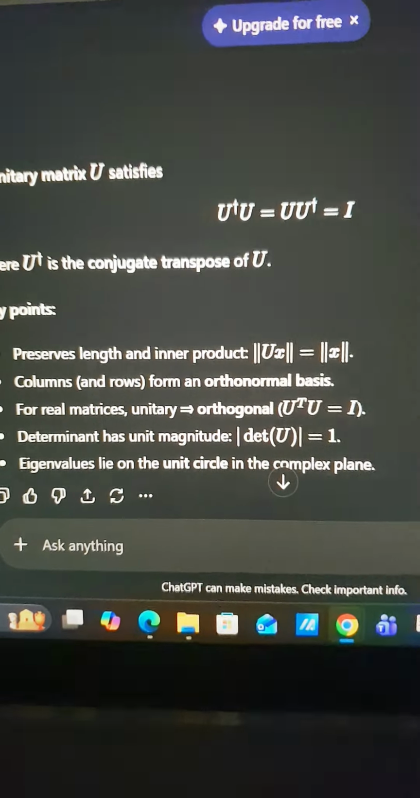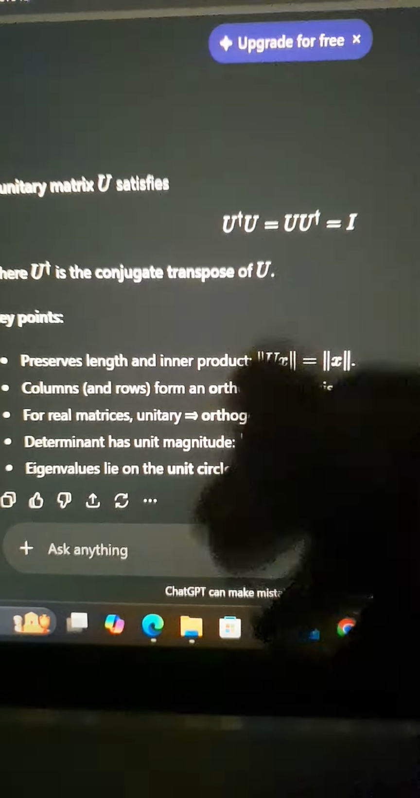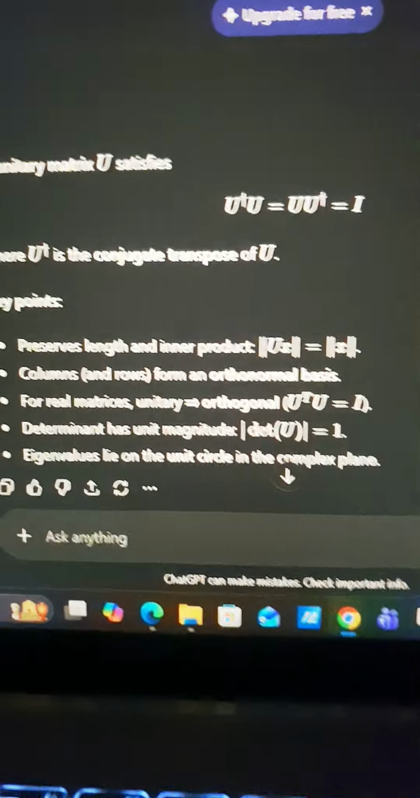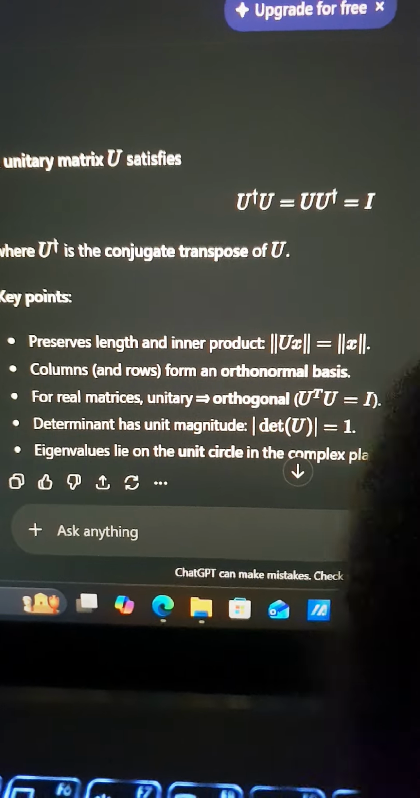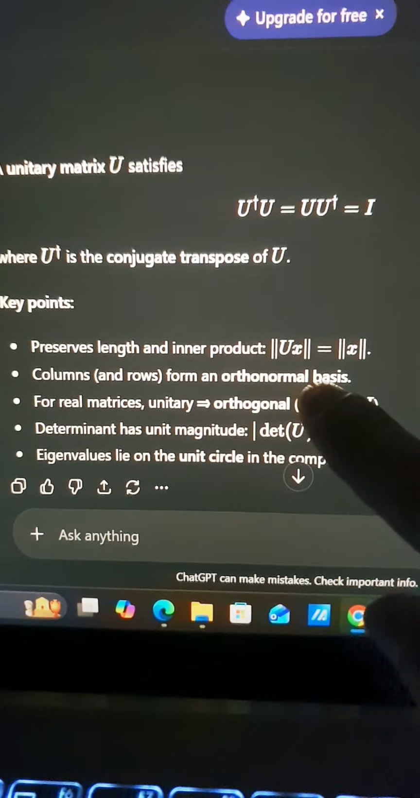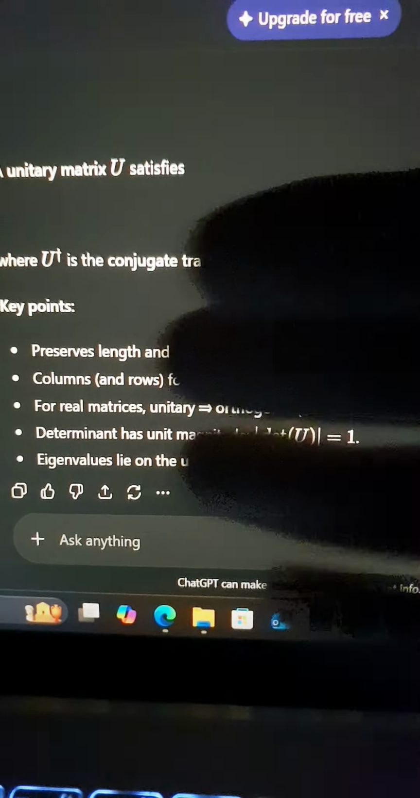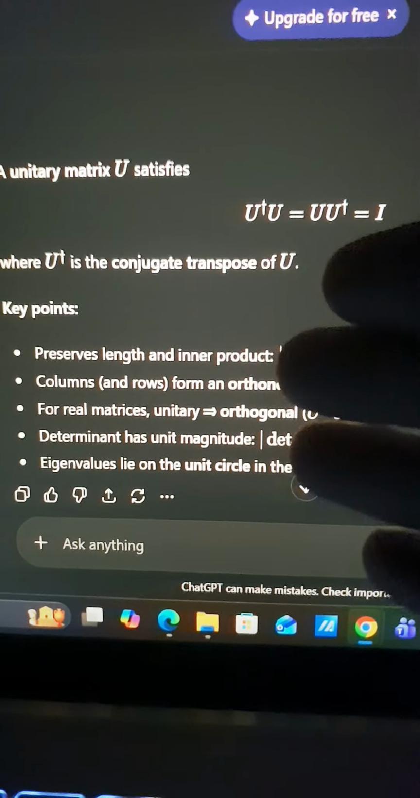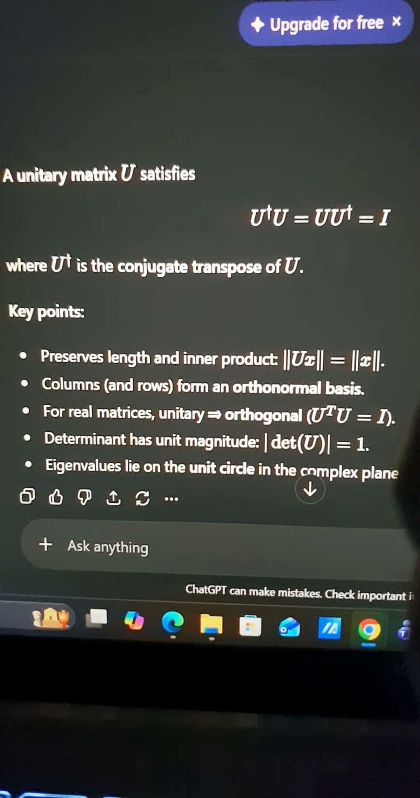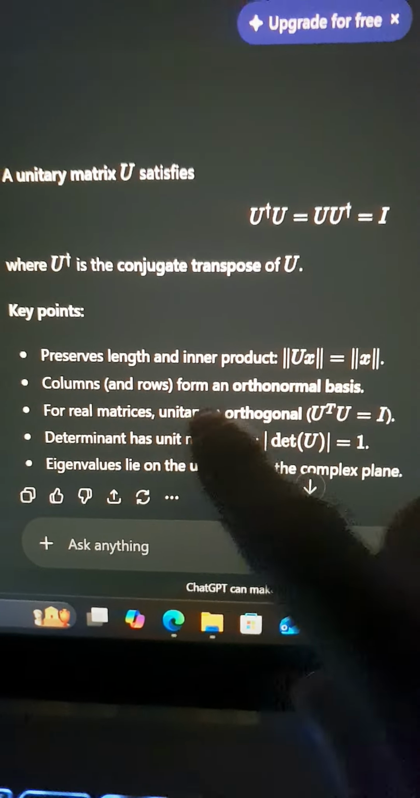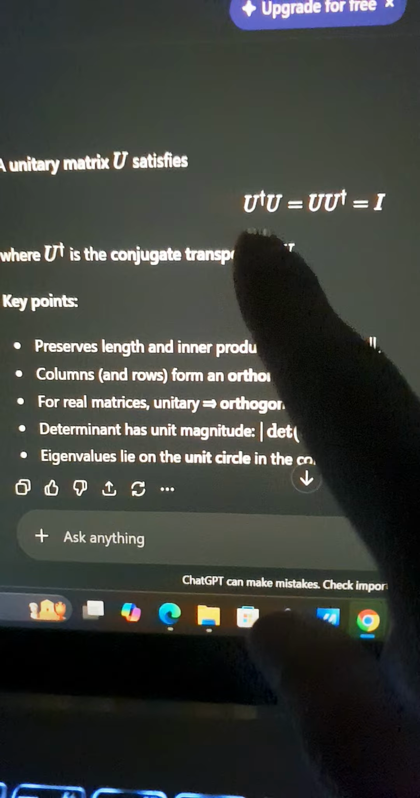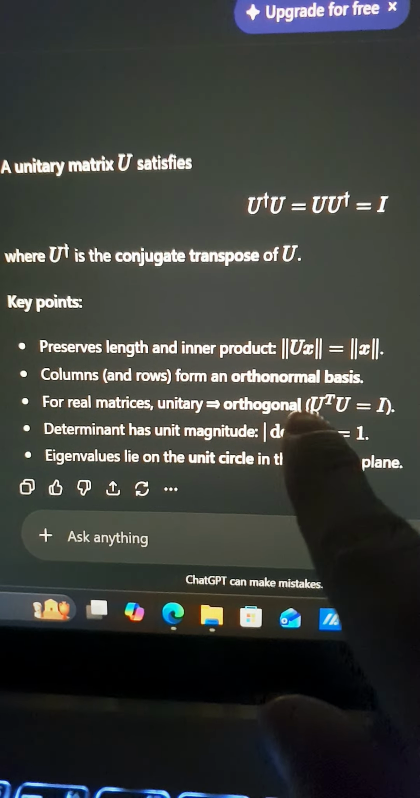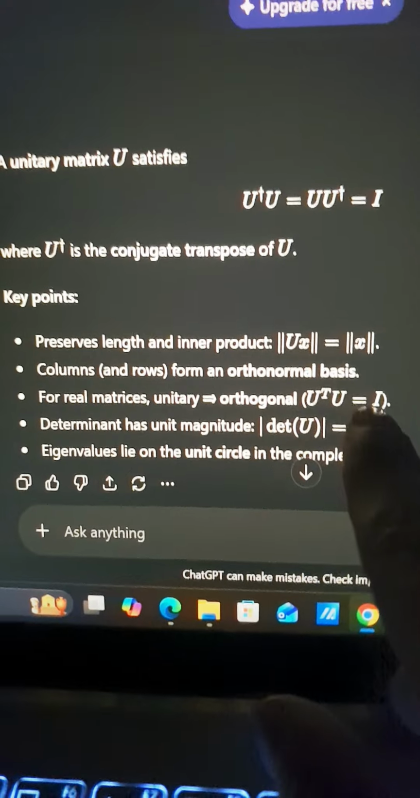Now, a very important idea of unitary matrices and orthogonal matrices of the real plane is that the columns of a unitary matrix and orthogonal matrix build an orthonormal basis. Namely, the columns are orthogonal to each other and each column is a unit vector, is normalized. Okay, so for real matrices, unitary becomes orthogonal, and instead of conjugate transpose, we get transpose. So U transpose U equals I.